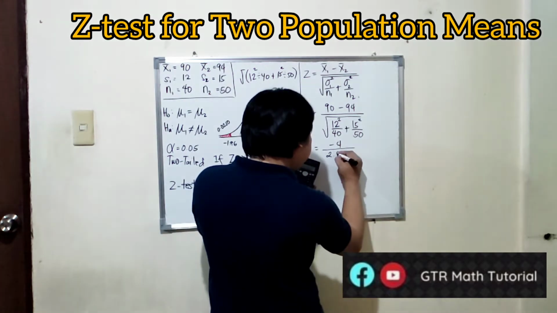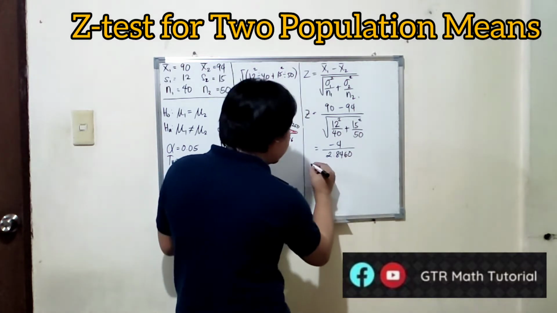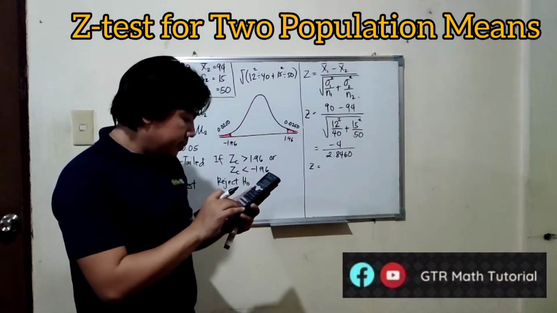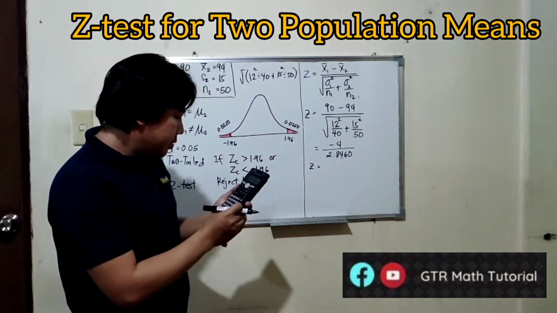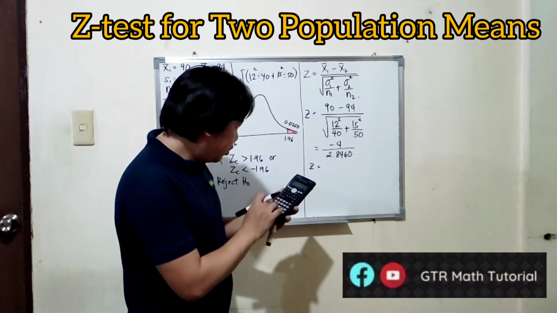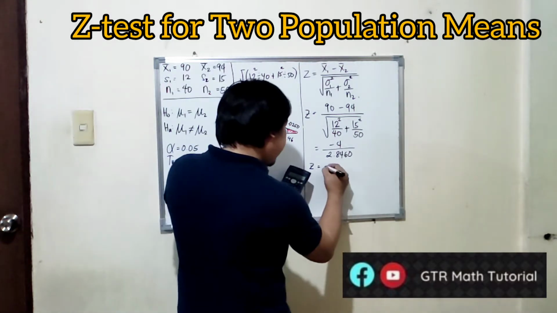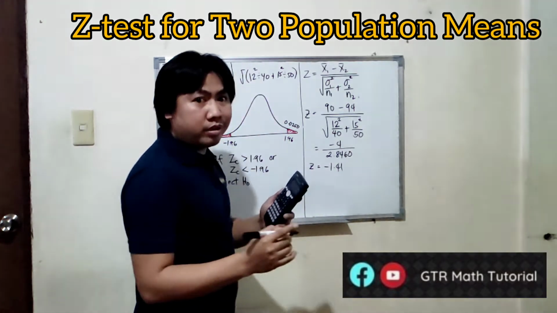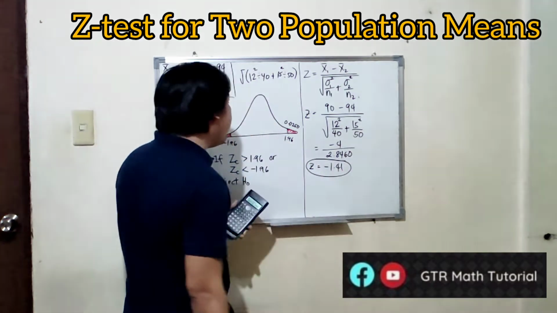Okay, so 2.8460. Then just divide. So therefore, the computed Z is, so we have negative 4 divided by the answer. We have negative 4 divided by 2.8460. The answer is negative 1.441 if we round to 2 decimal places. So therefore, the value of Z is negative 1.41.